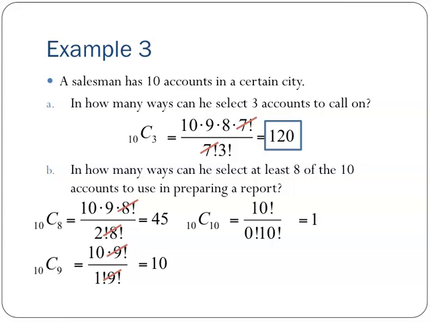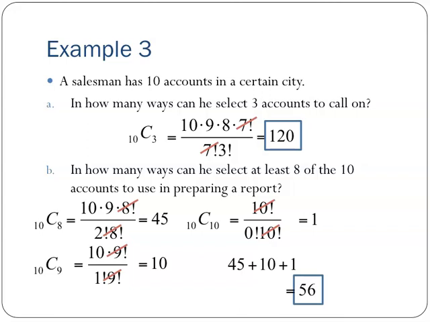So now we want to come up with the total number of ways. So now we will add the number of ways to choose 8, the number of ways to choose 9, and the number of ways to choose 10 all together. So 45 plus 10 plus 1, which is equal to 56. So altogether, there are 56 ways that he can select at least 8 of the 10 accounts in preparing the report.